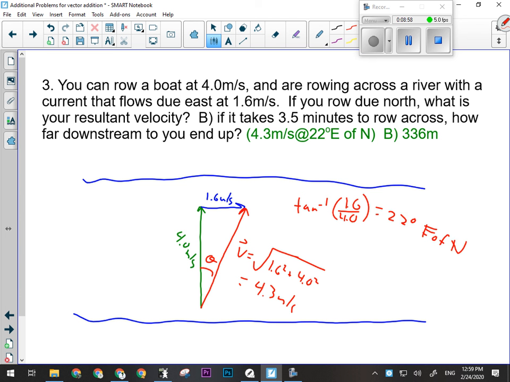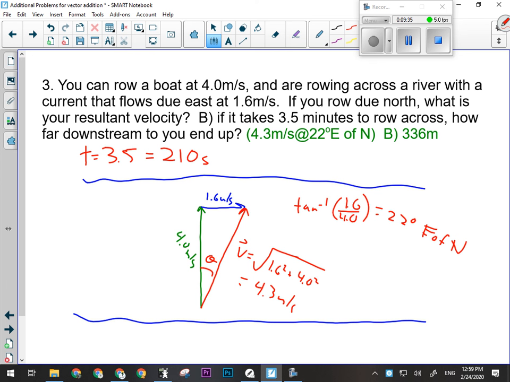The second part says if it takes 3.5 minutes to row across, how far downstream do you end up? Do I not tell you how far it is across the river? You don't need to know what you don't know. Oh, right, because I have the time. Okay, so we got 3.5 minutes. What do I need to convert that to? Right, so we'll multiply it by 60. What do we get for time in seconds there? 210. Okay, 210 seconds is my time.